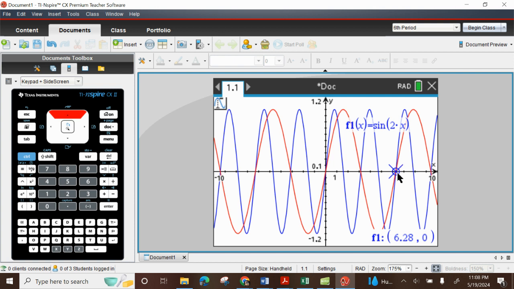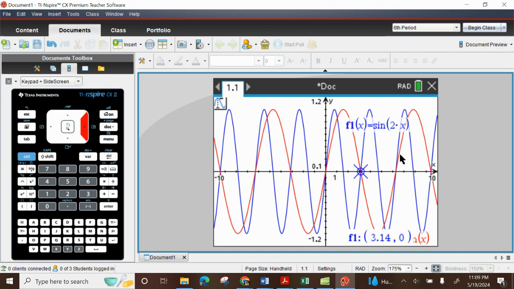Now let's jump to blue. I'm going to go back to the beginning. Blue starts at 0, goes up to 1. That's its max. Goes back through 0, down to -1, and back up to 0. What do you notice about the x coordinate here? It's 3.14. That's pi, not 2 pi. So by doubling the coefficient of my angle, of my argument here, I cut the period in half.